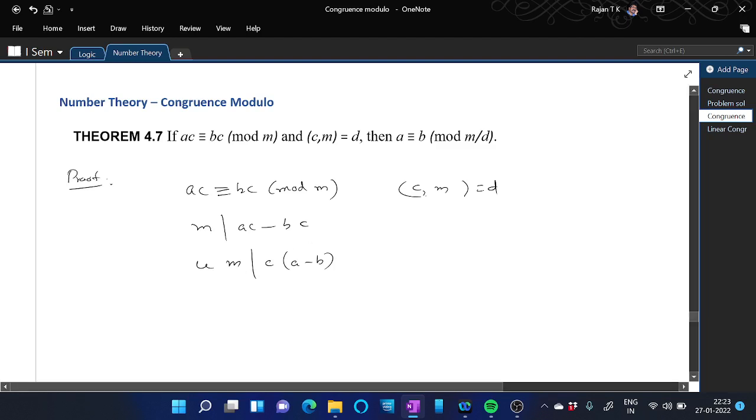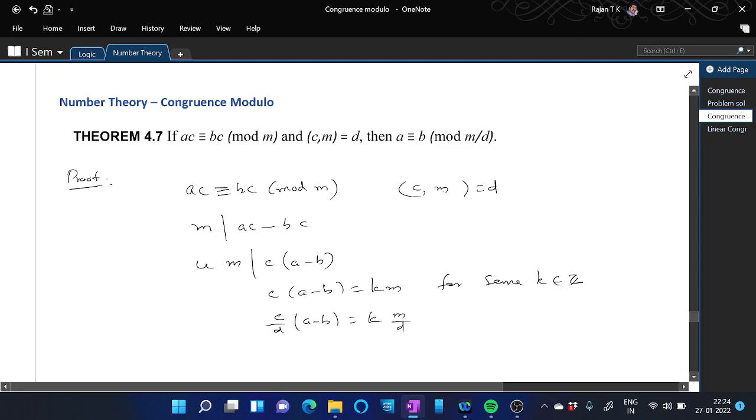Now divide by D. M divides C into A minus B, which means C into A minus B is equal to K times M for some K in Z. Now divide by D. That is C by D into A minus B is equal to K into M by D.